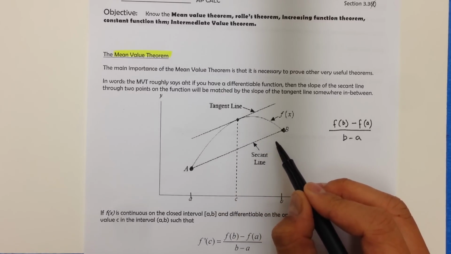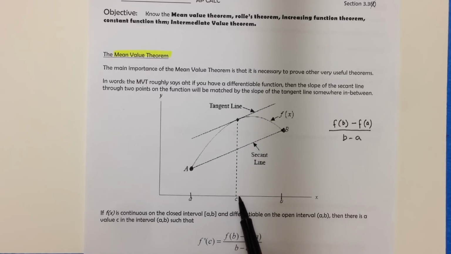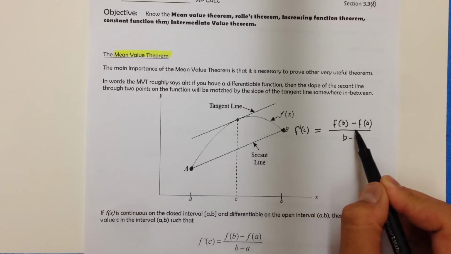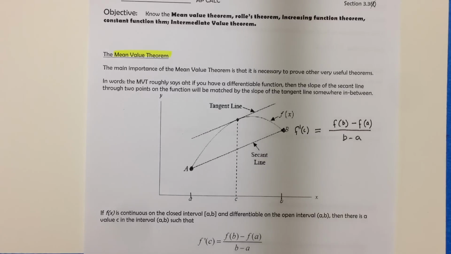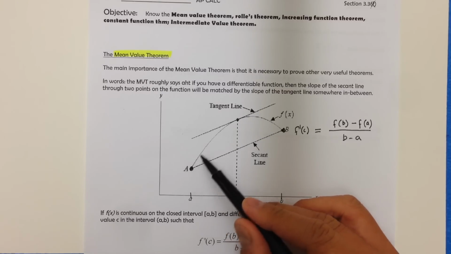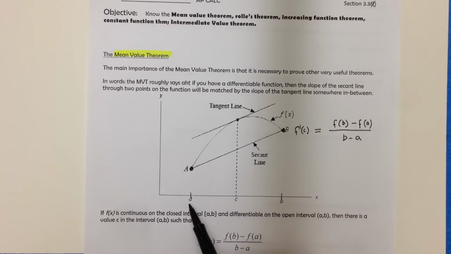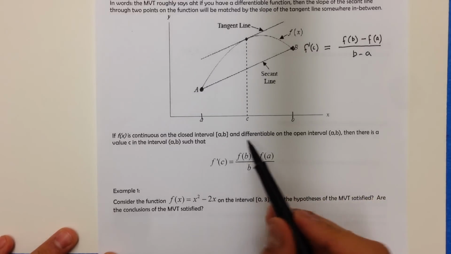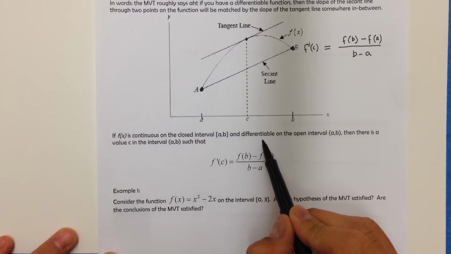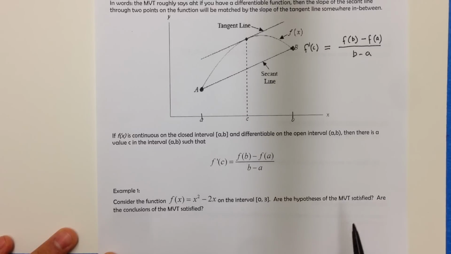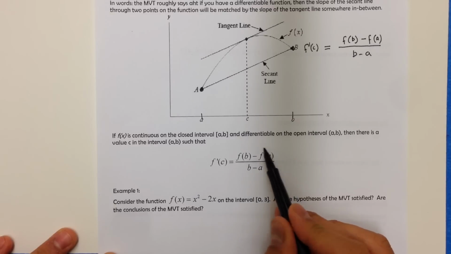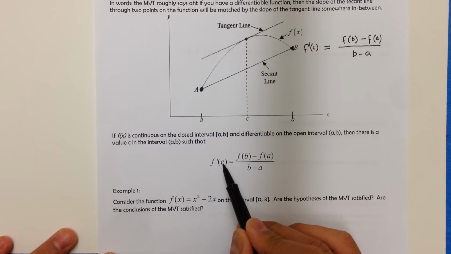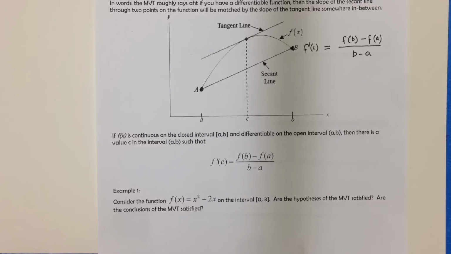The mean value theorem says that there will be some point between A and B such that the slope at that point will be the same as the slope of the secant line. This is only true if your function is continuous and differentiable on A to B. So again, here's what the mean value theorem tells us. If our function is continuous from A to B and it is differentiable on A to B, then the value of the slope of the secant line is the same as the value of the derivative at some point between A and B. And that's why they're equal.